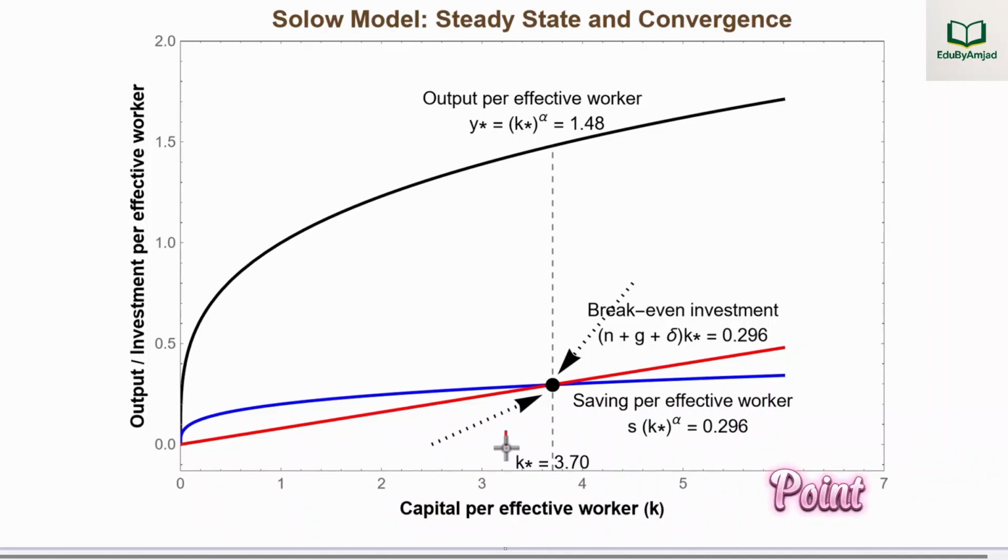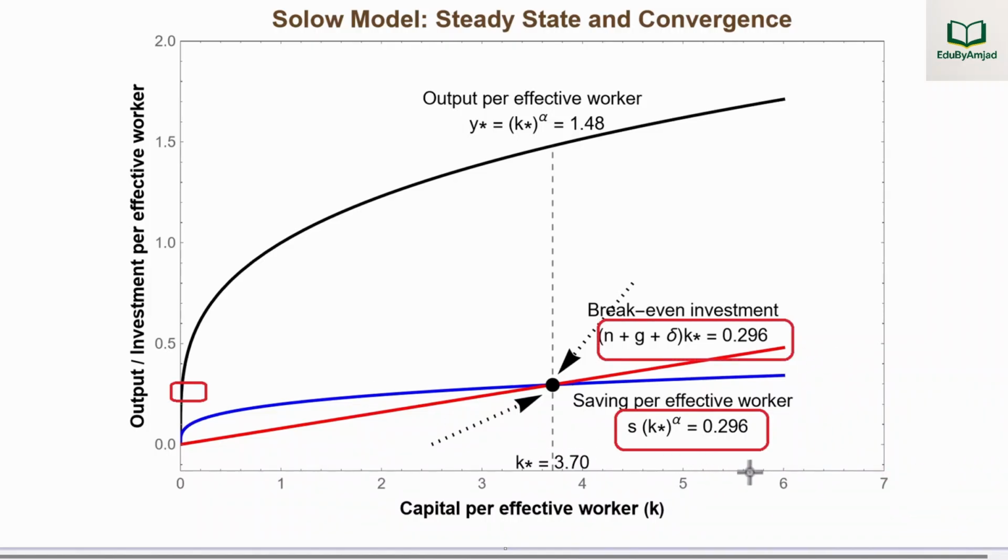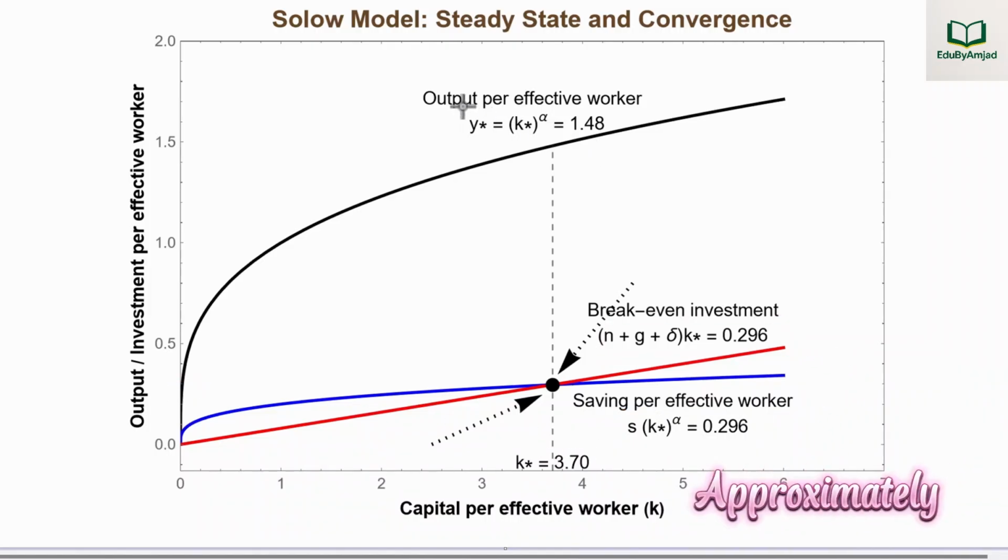At the steady state point, measured in units of currency, capital per effective worker is approximately 3.7. Saving per effective worker equals break-even investment at approximately 0.296. And output per effective worker is approximately 1.48.